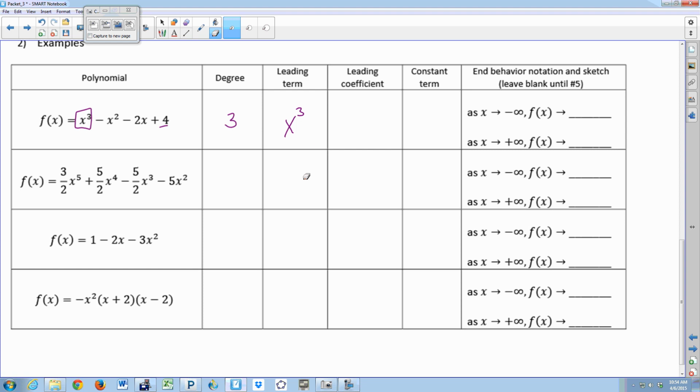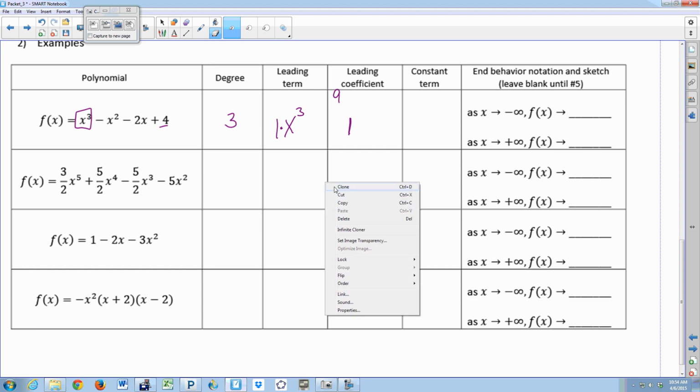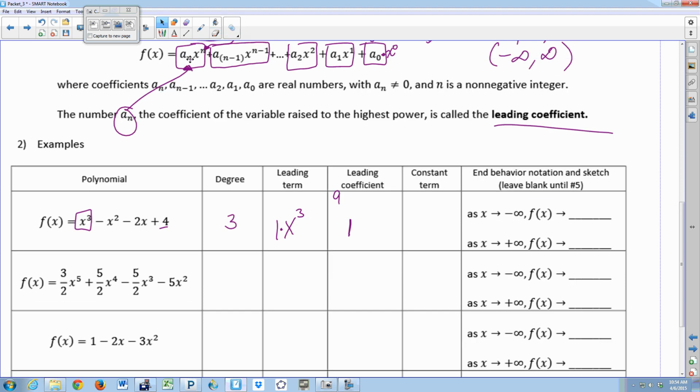Look at your leading term, and what's the leading coefficient? Want to try again? Okay, sorry, I didn't hear you. Okay. 1. It's the number multiplying x cubed. What symbol would I give that? A sub what? If I follow my notation from above, it would be A sub 3, because that's my leading power, right? So A sub 3. Okay.